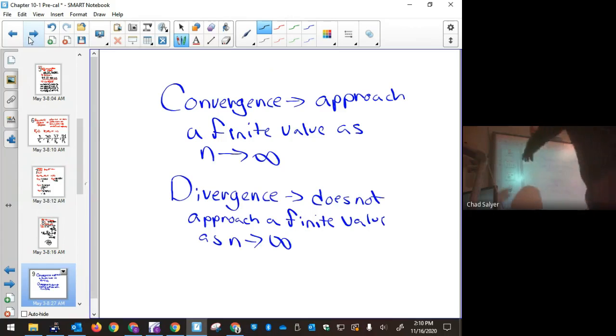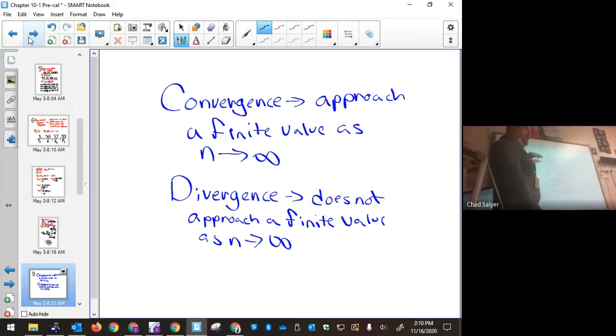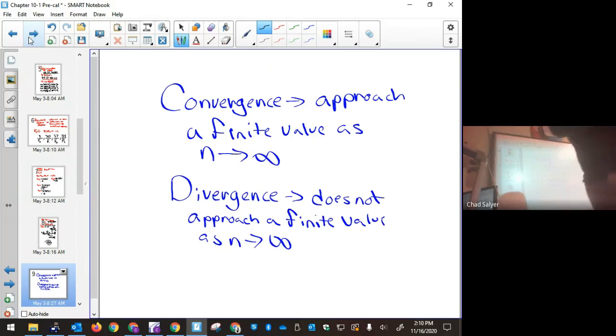So a sequence can be said to converge, in other words, approach a certain value as n goes to infinity. As the term gets larger and larger, it's going to get closer and closer to a certain value. Or it can be a divergent sequence, which does not approach a certain value. It either goes to infinity, or bounces around above and below the x-axis, or has some other behavior that's non-convergent.